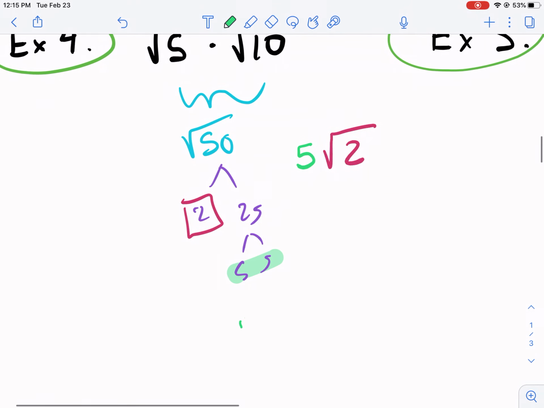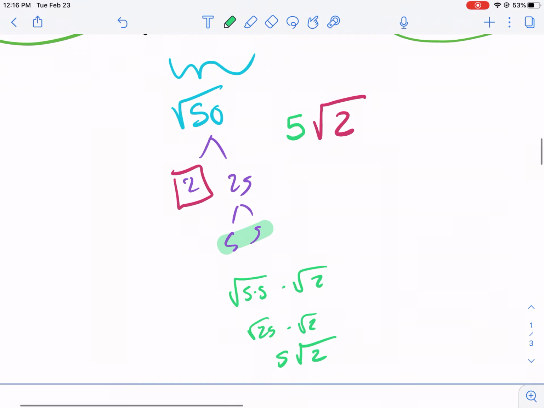Another way to show this is the square root of 5 times 5 times the square root of 2. Those are all the prime factors. 5 times 5 times 2 is 50. So the square root of 5 times 5 is 25. I know the square root of 25 is 5, so it's 5 radical 2. That's another way to show it.